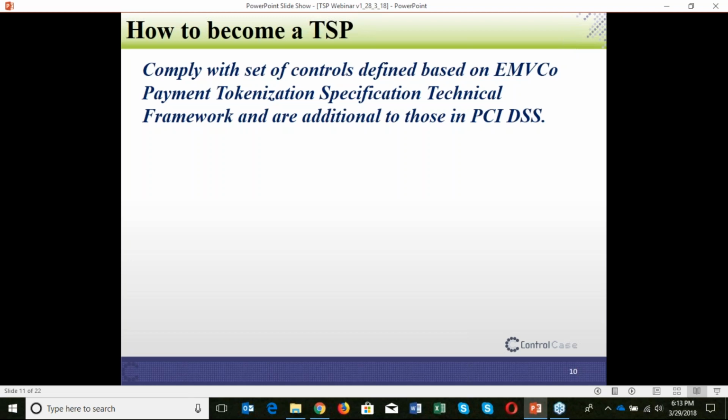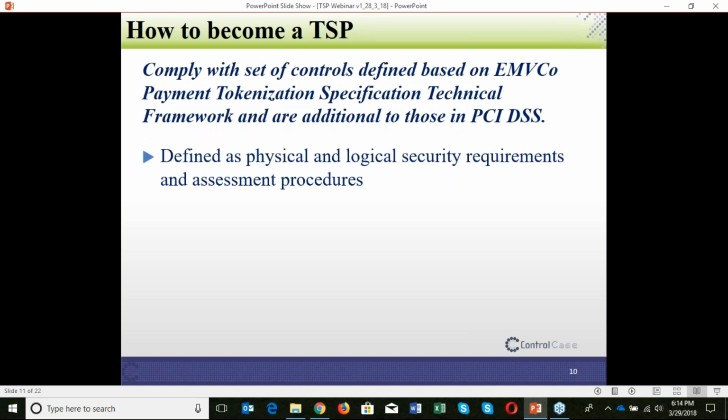There are a lot of requirements within this, built on PCI DSS. So bottom line, the entity has to be PCI DSS compliant. The next step, they have to get the TSP requirements. So TSP requirements are on top of PCI DSS, taken from the EMV Core payment tokenization specification. This document is readily available on the website. You can refer to that.